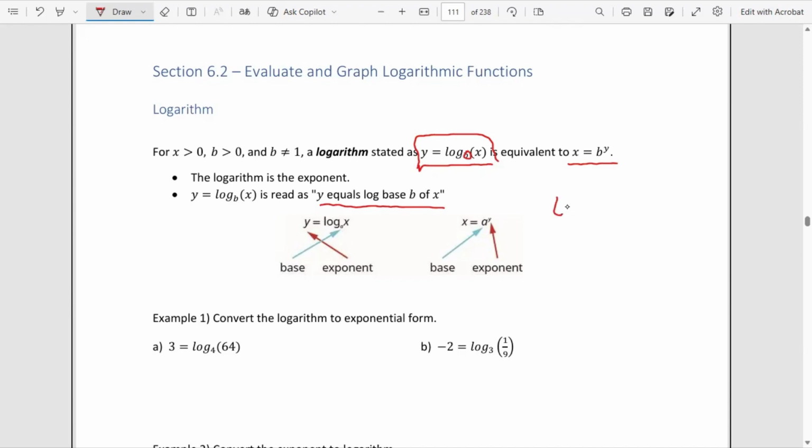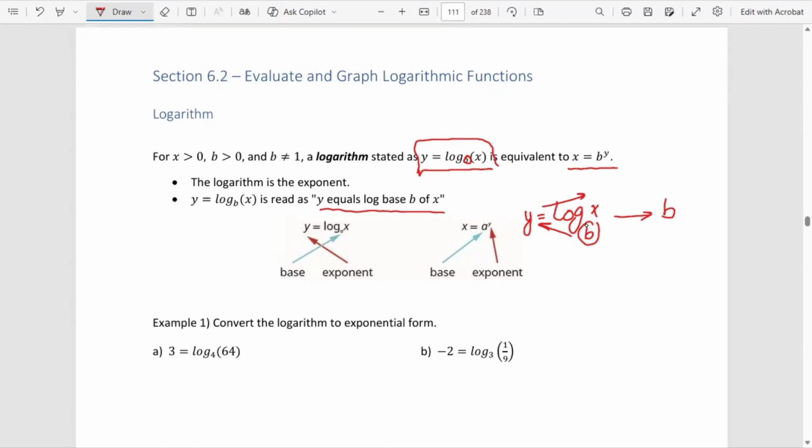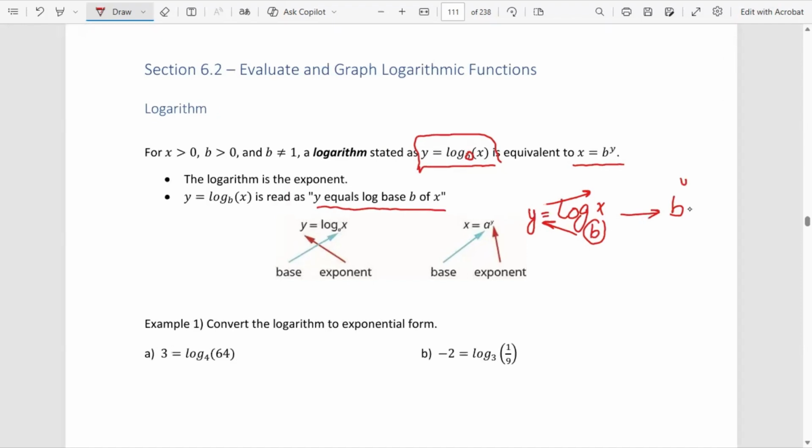So when we have the log of x base b, this base is exactly the base when we convert it to an exponential function. So if you have y equals log x base b, and you want to convert to the exponential form, you have to start with the base, and the base is b. And after starting with the base, you need to go in a zigzag direction. So b going to the left and back to the right. So b to the y power must be equal to x. And this is how we convert a logarithm to an exponential form.